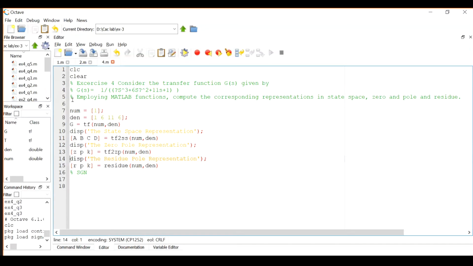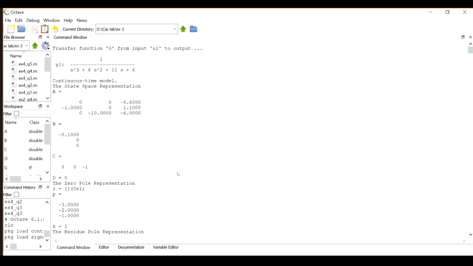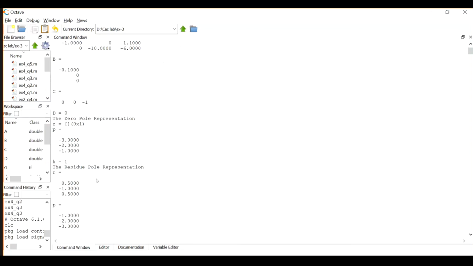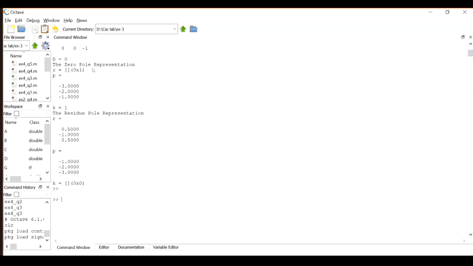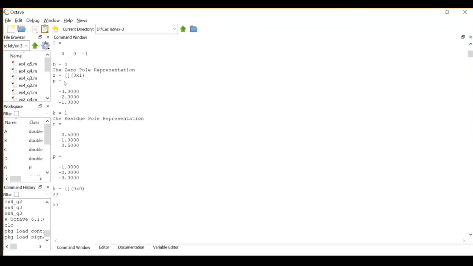Now when we run this command, we can see the output in the command window. You can see that the final transfer function is 1 upon s cube plus 6s square plus 11s plus 6. Then we determine the state space representation, and you can see it here as A, B, C, D. Now we want to find the zero and pole representation. In this transfer function we have only a single term in the numerator, so there is no zero, and there are three poles present, -3, -2, -1. And we want to find the residue pole representation, which can be obtained here.